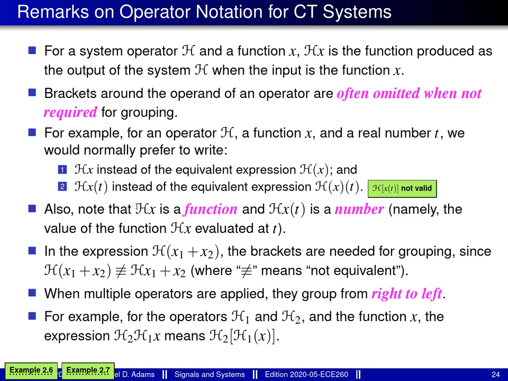So again, I want to just emphasize hx is a function, and hx of t is a number. In particular, hx corresponds to the function that's produced when the input to the system is x. And then hx of t, if we break it down into its individual pieces, hx is a function. It's the output that we get when we put x into the system. And because hx is a function, we can evaluate it at a point. So we're taking this function hx, and then we're evaluating it at the point t. But this gives us a number.